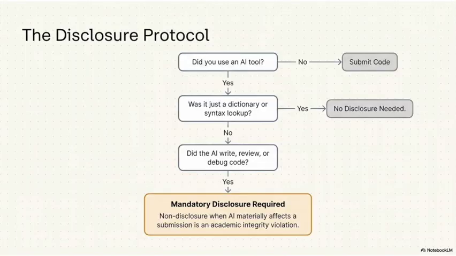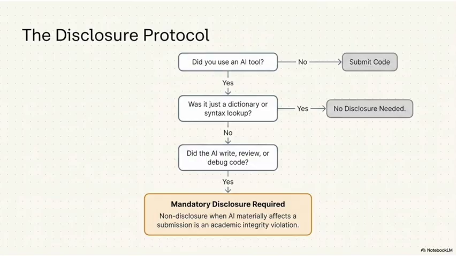The disclosure protocol is straightforward. If AI materially affected your submission, you must disclose it. This flowchart gives you the exact decision logic. Did you use an AI tool? If no, submit without any disclosure note. If yes, was it just a dictionary or syntax lookup? If yes, no disclosure is needed. That's equivalent to using a search engine.